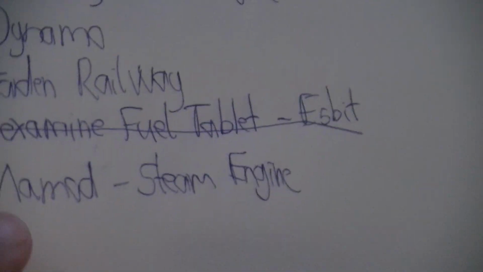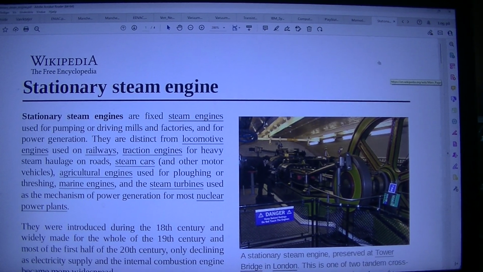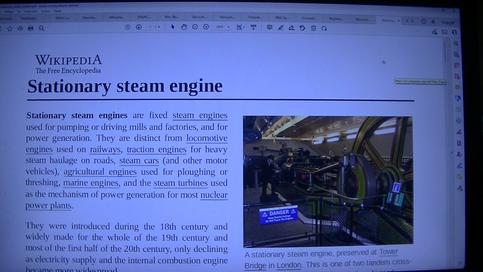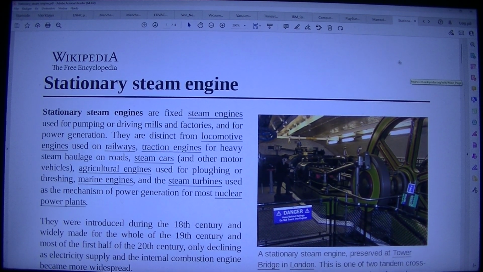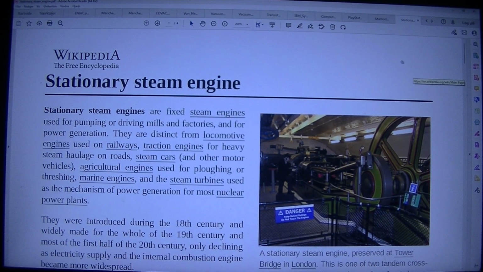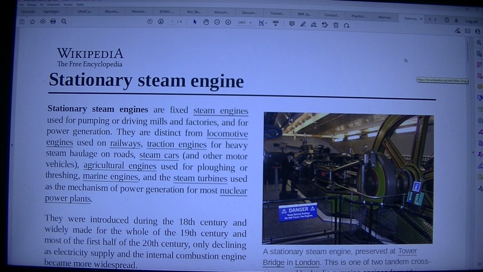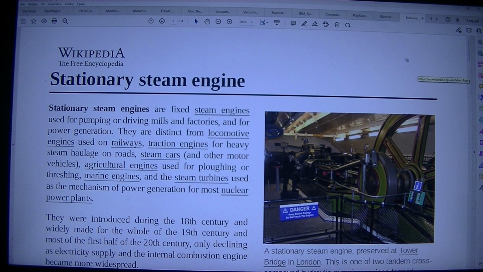Stationary steam engine. So maybe you should read about Mammoth, this brand or Dynamo, what the camcorder is being over. So I will think about what to use the last power for today. So I will go back to my bed and read this.